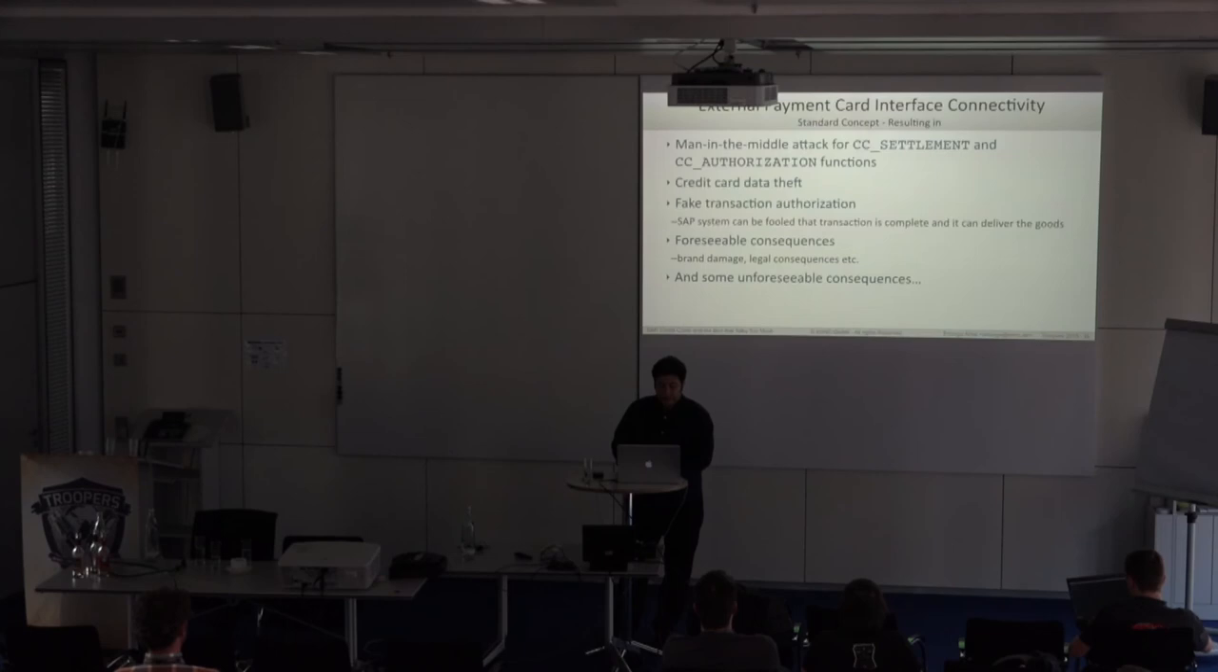So the standard concept results in man-in-the-middle for the most critical functions, CC settlement and CC authorization. And this allows credit card data theft, fake transaction authorization, and it can have foreseeable consequences, and also some unforeseeable consequences as well. And this part is interesting for us because we got a little bit bored working on the foreseeable consequences part.